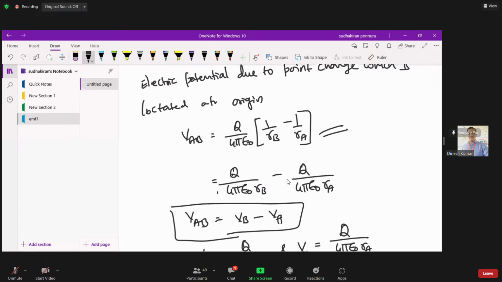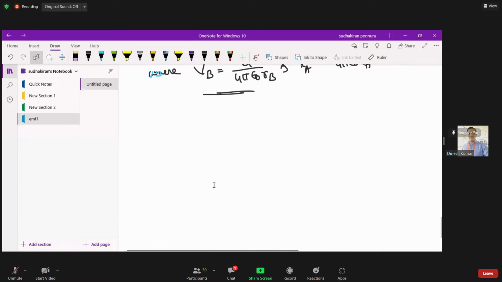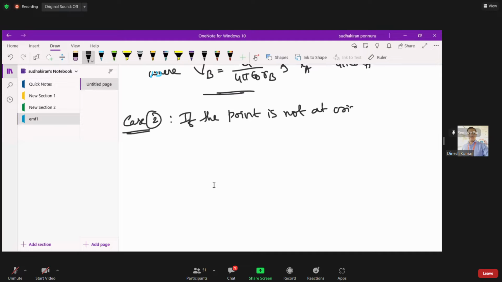Okay, so now we are going with case 2. So case 2 is if the point charge is not at the origin. Earlier in case 1, we placed the point charge at the origin, but now the point charge is not located at the origin and it is somewhere at a distance of r from the origin.